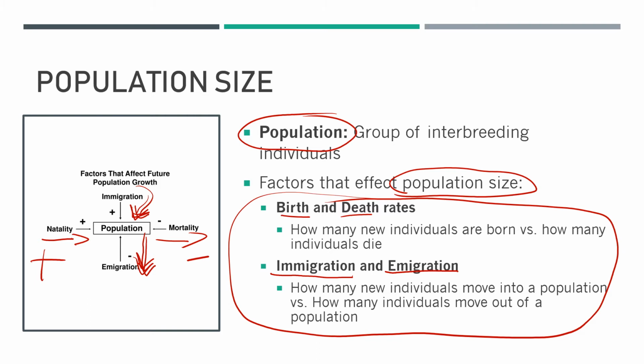If there was something that happened, let's say like a zombie apocalypse came through and all of a sudden a bunch of people started dying and the population goes down to almost zero, that's because more people are dying and fewer people are being born.